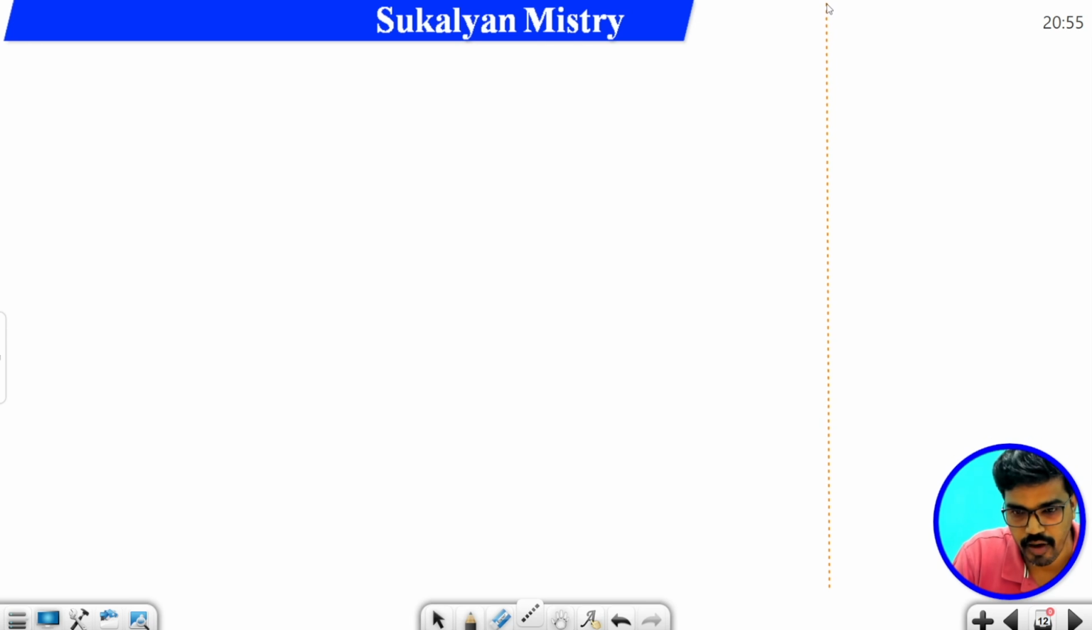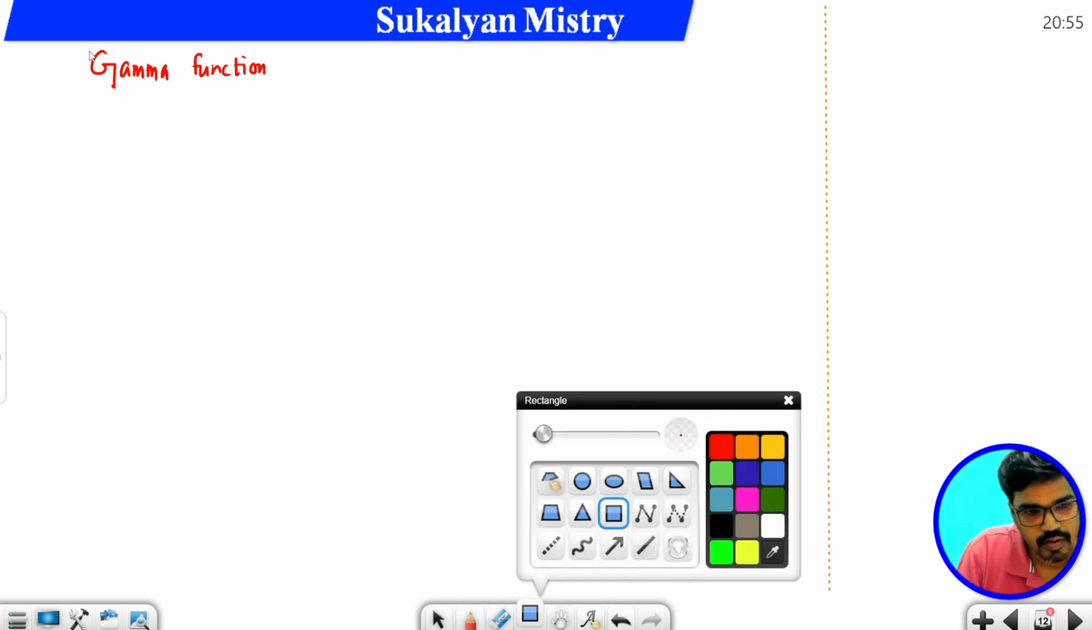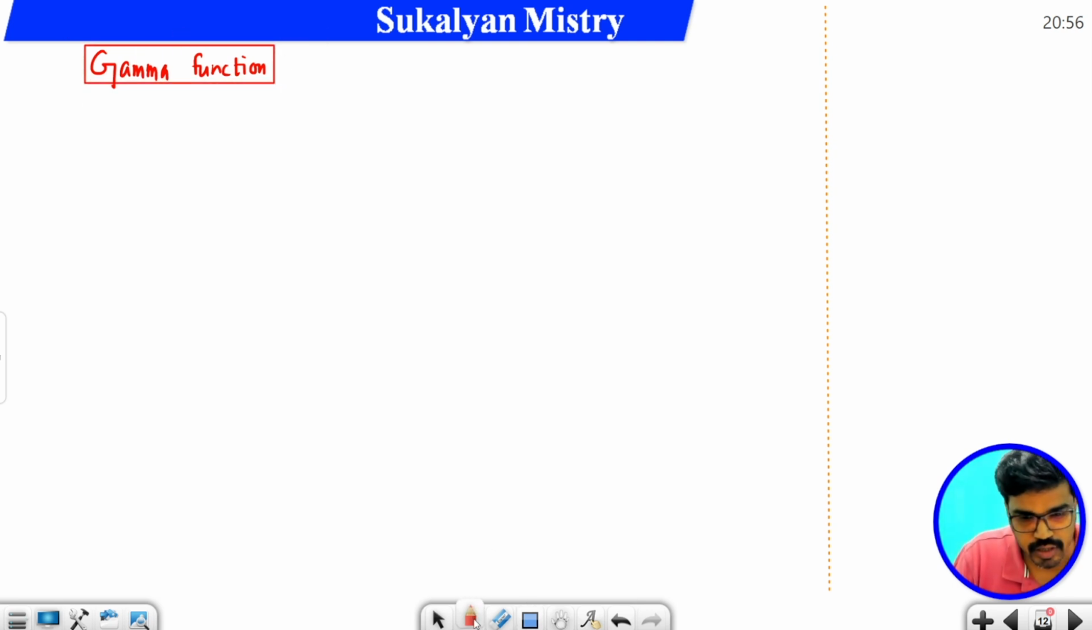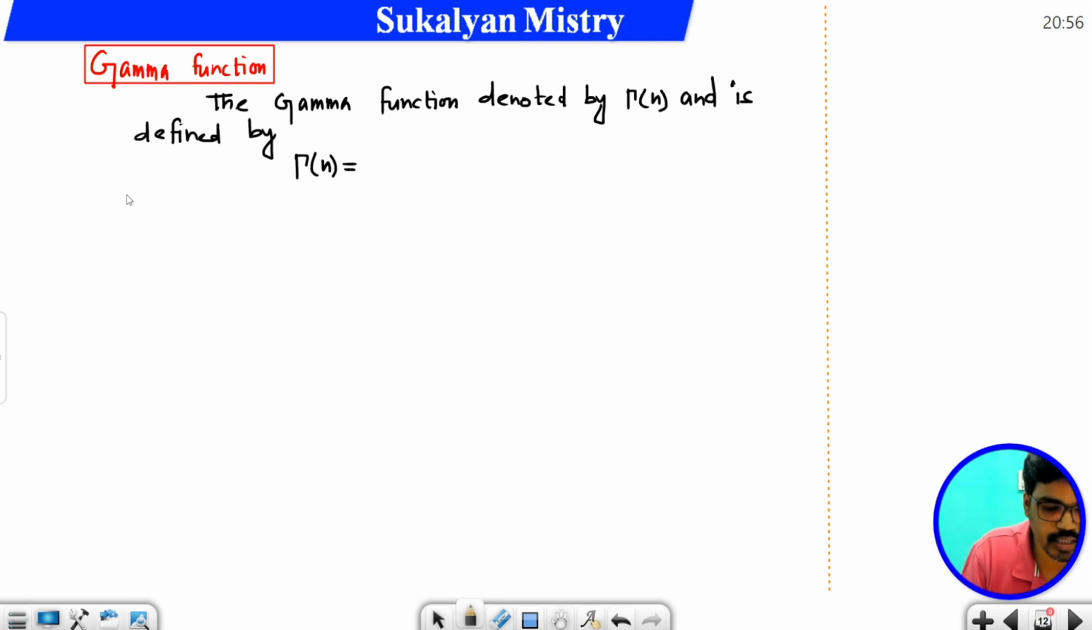So now we discuss the gamma function. The gamma function is denoted by gamma n and is defined by gamma n is equal to integration 0 to infinity e to the power minus x, x to the power n minus 1 dx.